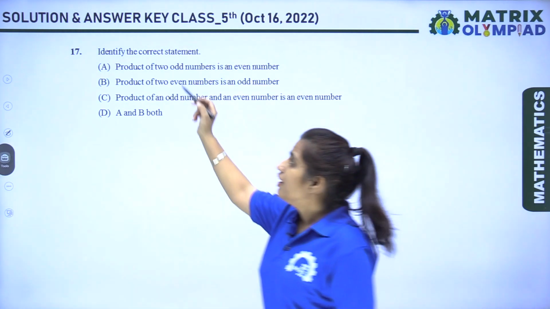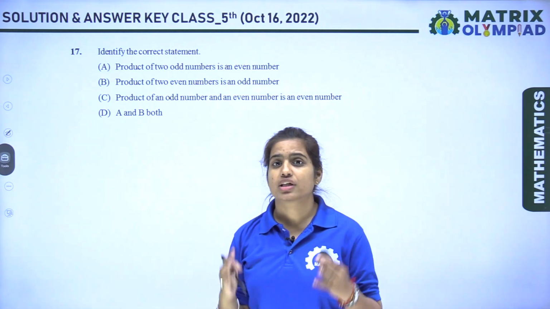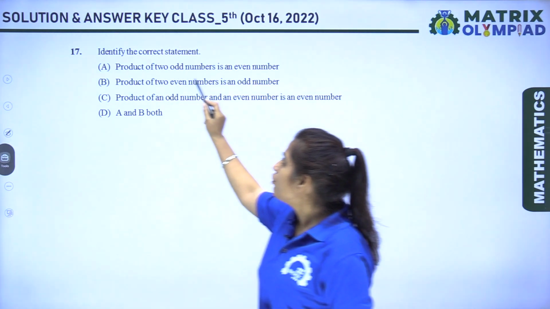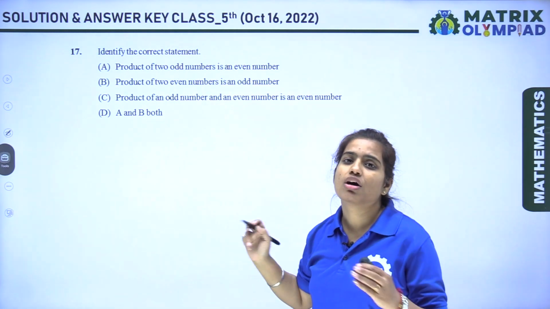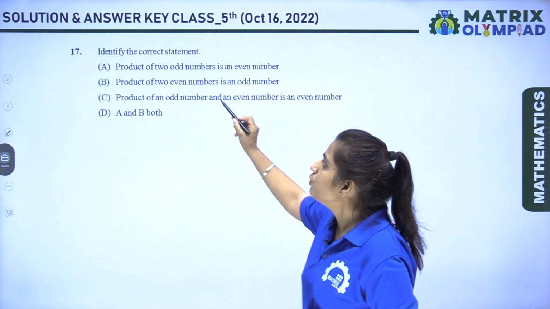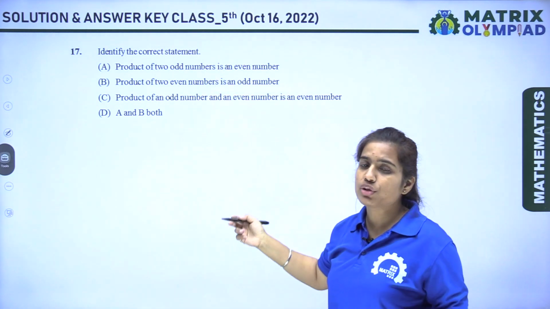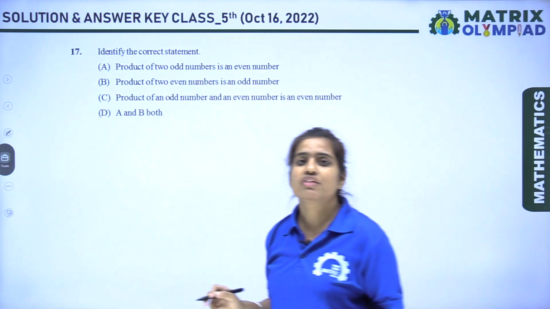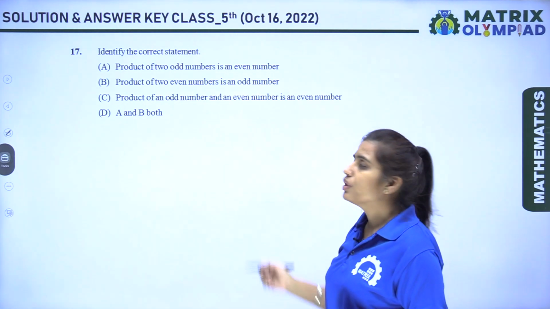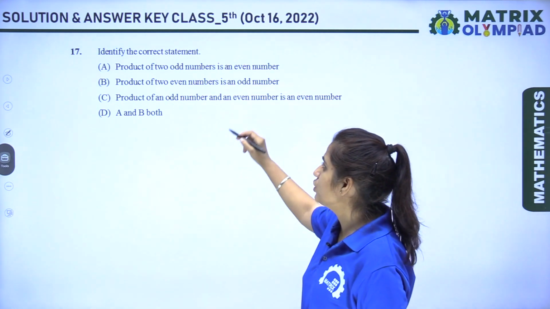The 17th question says, identify the correct statement. So out of these 4 statements, we have to find the correct statement. Let's begin with the first statement. The statement says that the product of 2 odd numbers is an even number. As we know, odd numbers are the numbers which are not divisible by 2, and even numbers are the numbers which are divisible by 2. So you are clear with odd numbers and even numbers. Now let's begin with the product of two odd numbers.